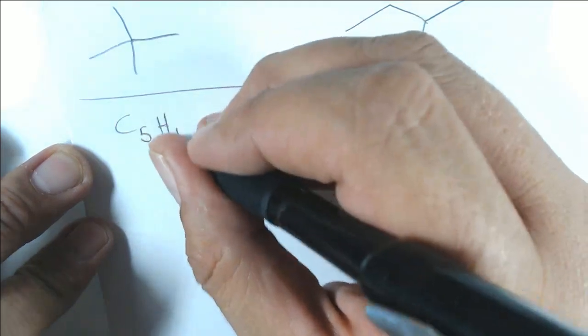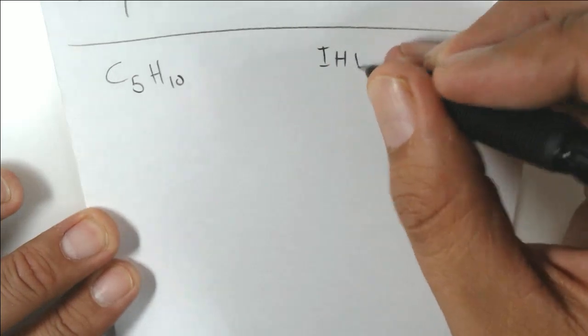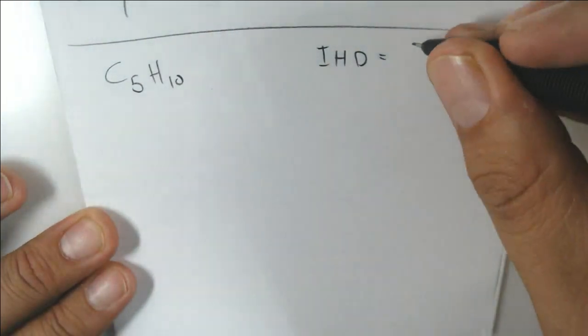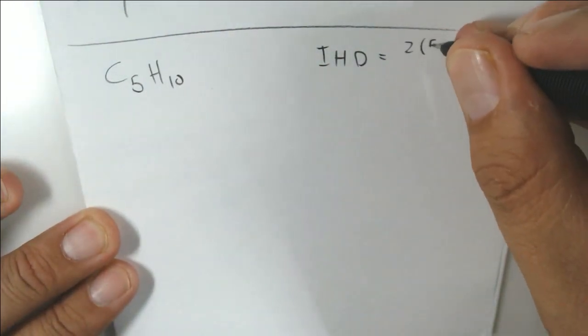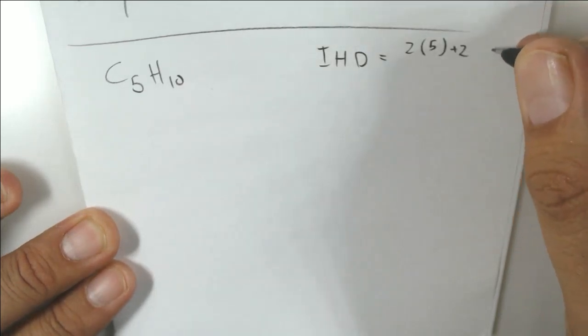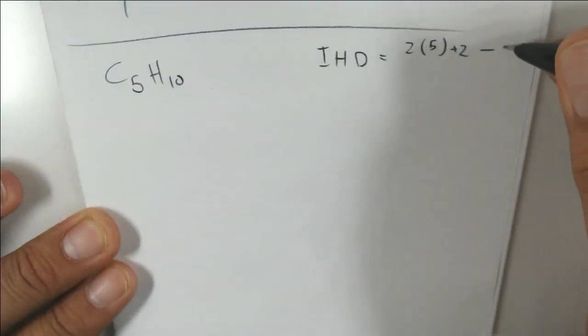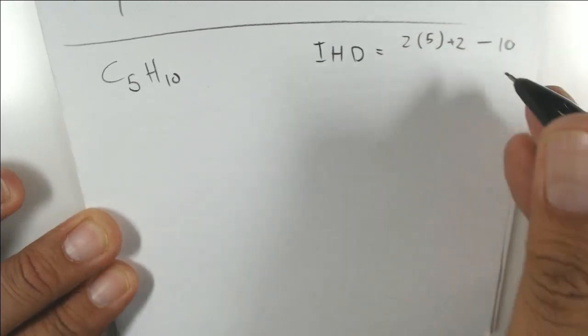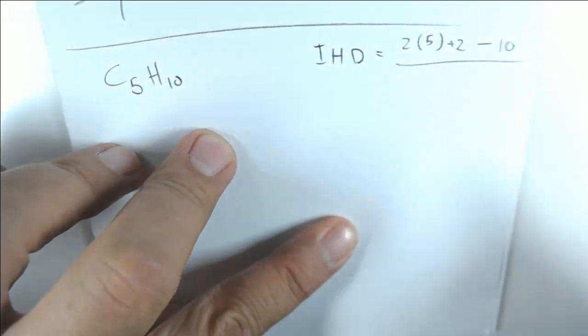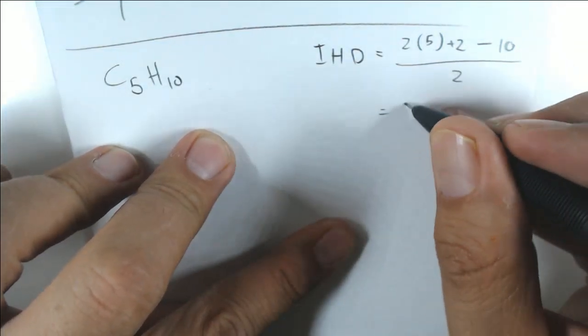I want to go ahead and do one more. That was the C5H10 now. That was the one I was originally going to do at the start. So what is our IHD in that? IHD was 2 times carbon plus 2, so 2 times 5 plus 2, minus the number of hydrogens, which is 10. I believe the top works out to be 2. And then divided by 2, we get 1.